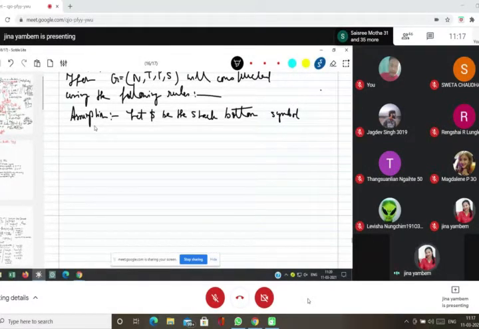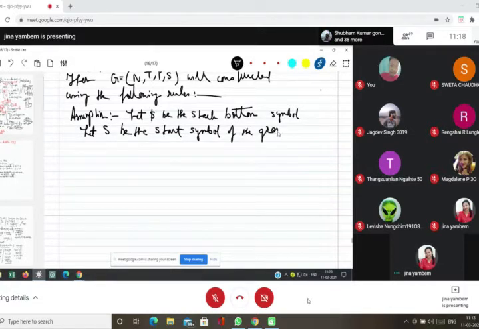And then another assumption is let S be the start symbol of the grammar, because every grammar requires a start symbol S. That's why we are assuming this.